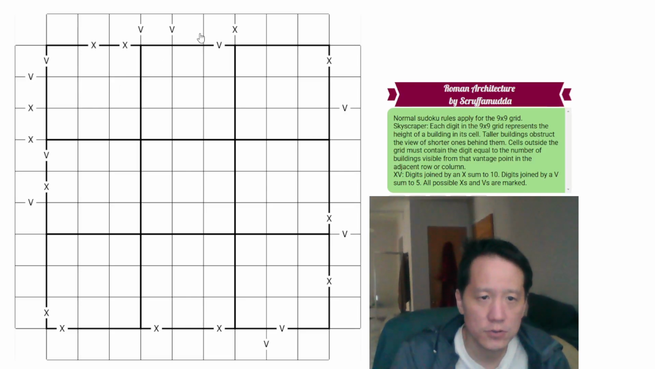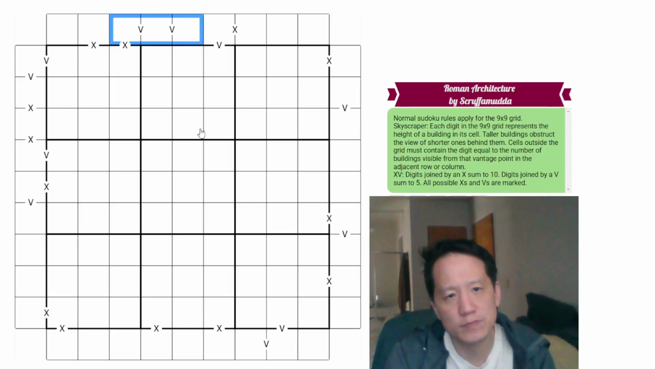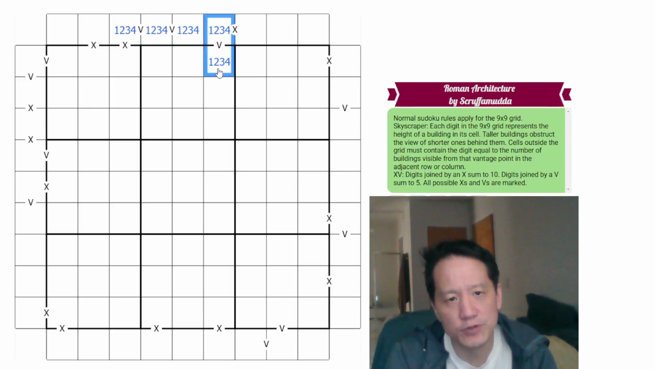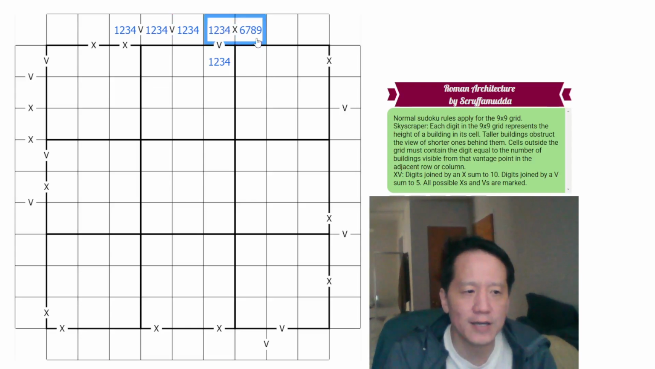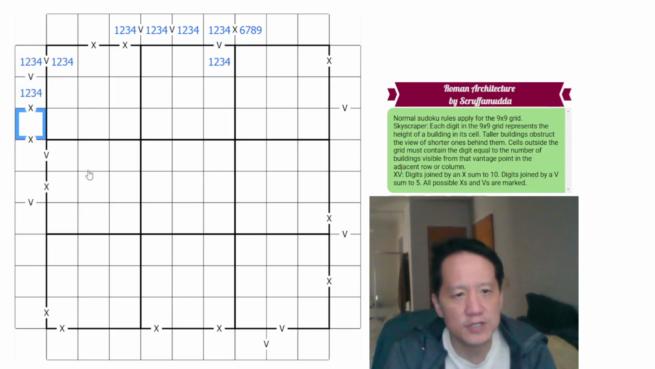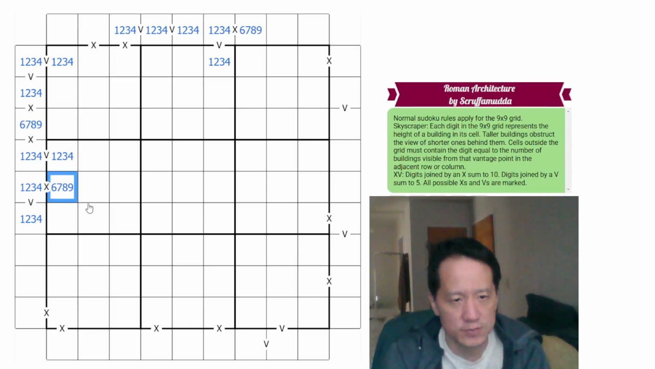So everything that's next to a V has to be 1 through 4. So these are all 1 through 4. This is 1 through 4. This has to be 6 through 9 to add up to 10 with this digit. These are all 1 through 4. This must be 6 through 9, and this has to be 1 through 4. This is 1 through 4, this is 1 through 4, and this is 6 through 9 here.